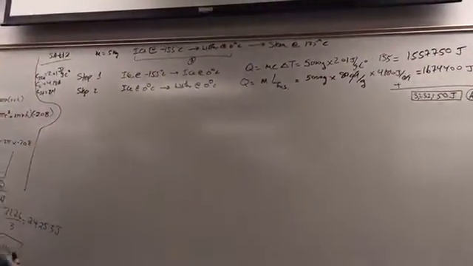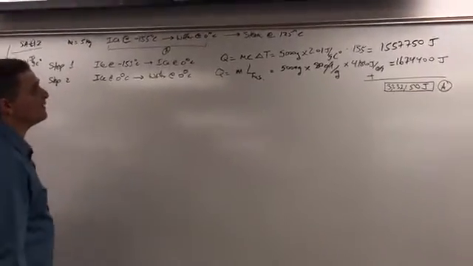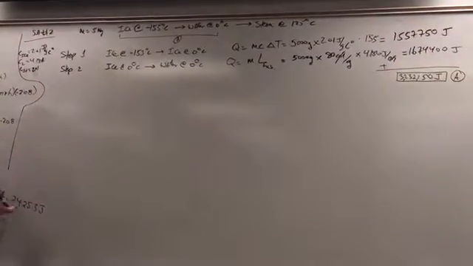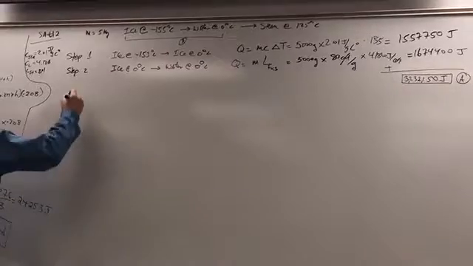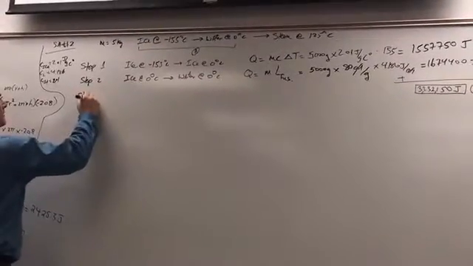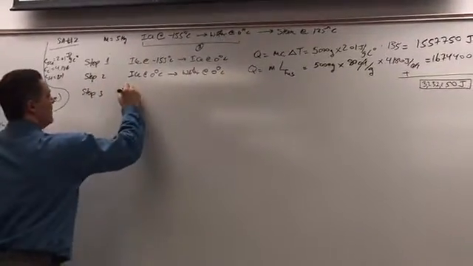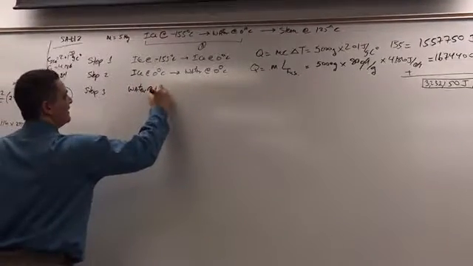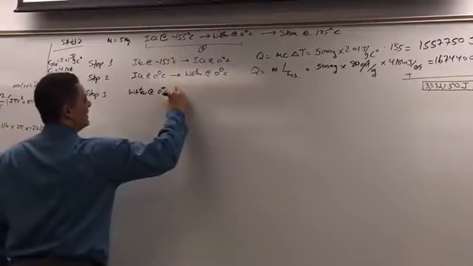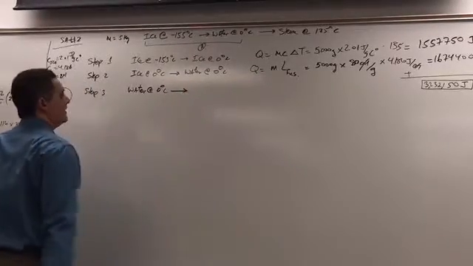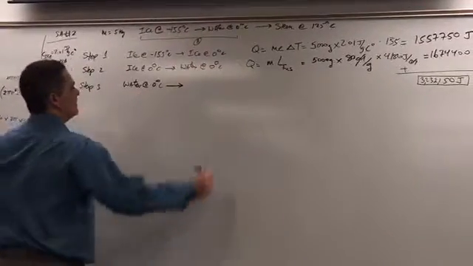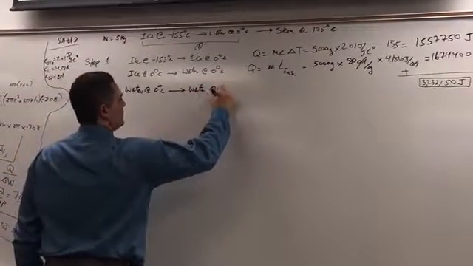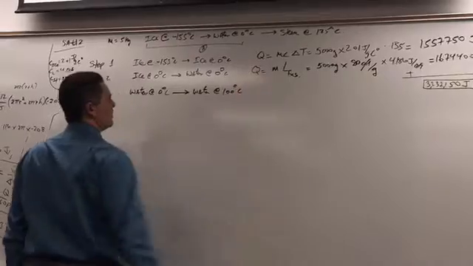Then we want to continue to steam at 125 degrees. To get the steam, we have to warm the water, convert the water to steam, and then warm the steam. So we still have some steps left. We start with step 3. This is taking water at 0 degrees Celsius and warming it to water at 100 degrees Celsius. Basically, we're warming up the water.